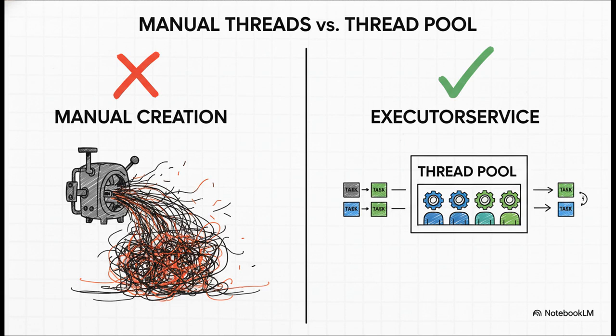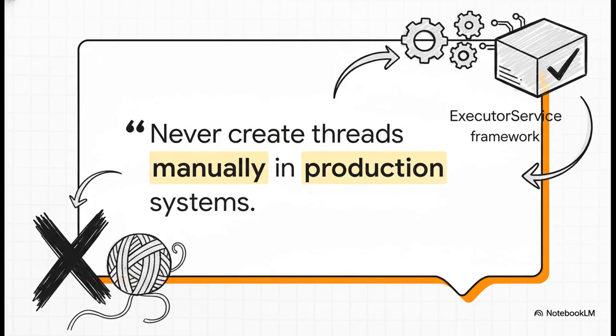Why is that a big deal? Because creating a new thread from scratch is actually a really expensive operation. Reusing existing ones is way faster. It's a massive performance boost, and it stops your application from just spinning up thousands of threads and crashing the whole system. And that brings us to the modern rule of thumb. For any serious real-world application, you just don't create threads by hand anymore. You always use the ExecutorService framework, period.